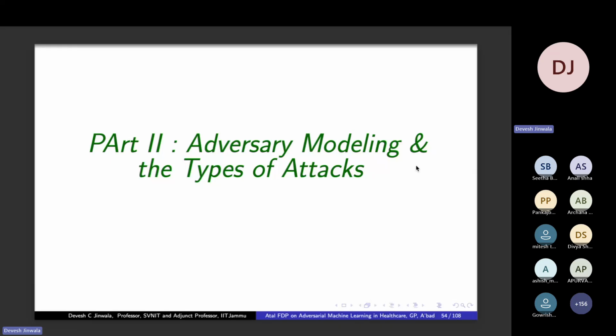Okay, now I'll briefly talk about the modeling of the adversaries and the types of attacks which I mentioned earlier.